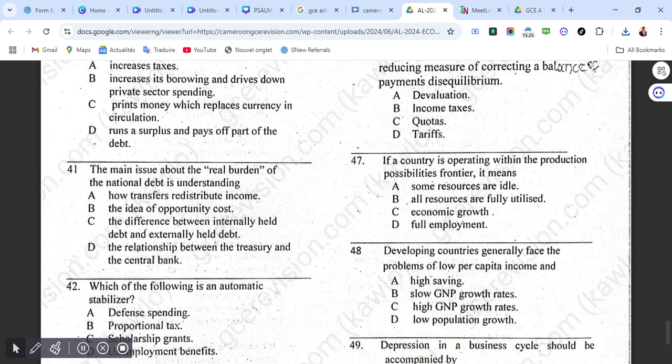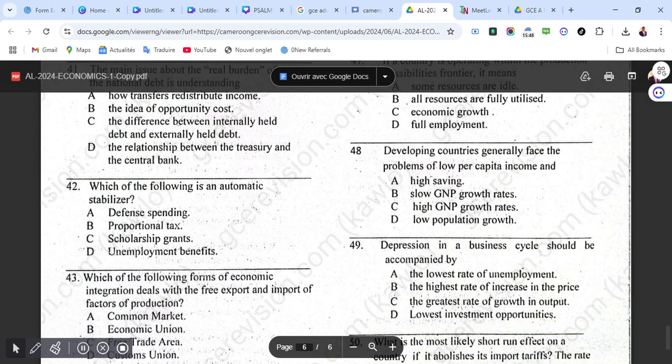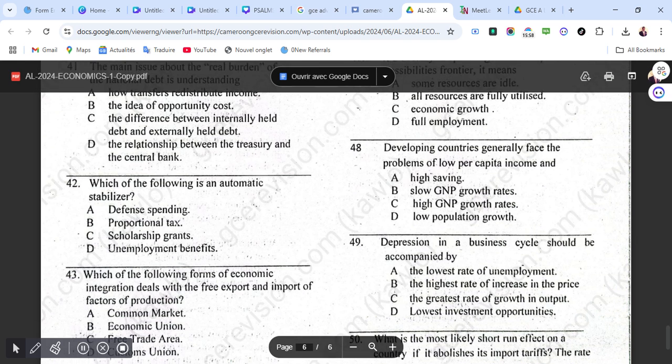41. The main issue about the real burden of national debt is understanding. Correct answer of 41 is B, the idea of opportunity cost. Which of the following is an automatic stabilizer? 42. Correct answer is B, proportional tax.